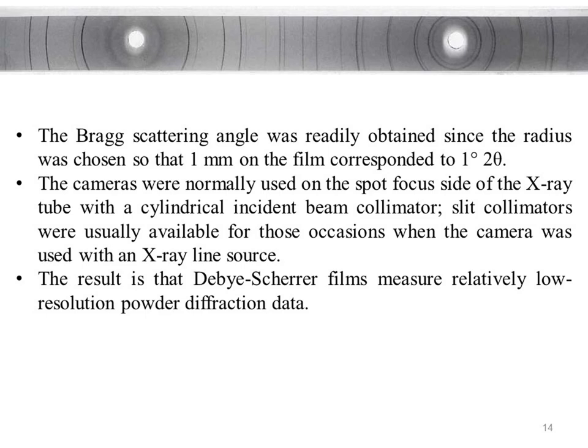A shadow of the sample in the X-ray beam could be seen on a small fluorescent screen built into the end of the through beam collimator, and rotated by an external motor attached to the rear of the camera. The cameras were normally used on the spot focus side of the X-ray tube with the cylindrical incident beam collimator. Slit collimators were usually available for those occasions when the camera was used with an X-ray line source.